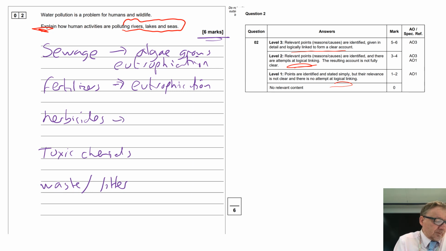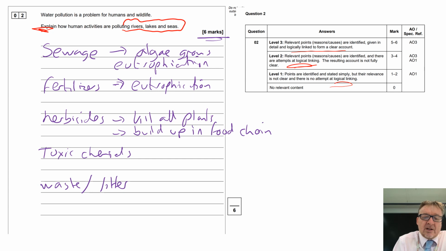Herbicides. Right, what will happen if you put loads of herbicides from human activity? It'll just kill all plants. And also what it does is it builds up in the food chain. Number four, toxic chemicals. Okay, what they can do is literally kill outright or again build up.